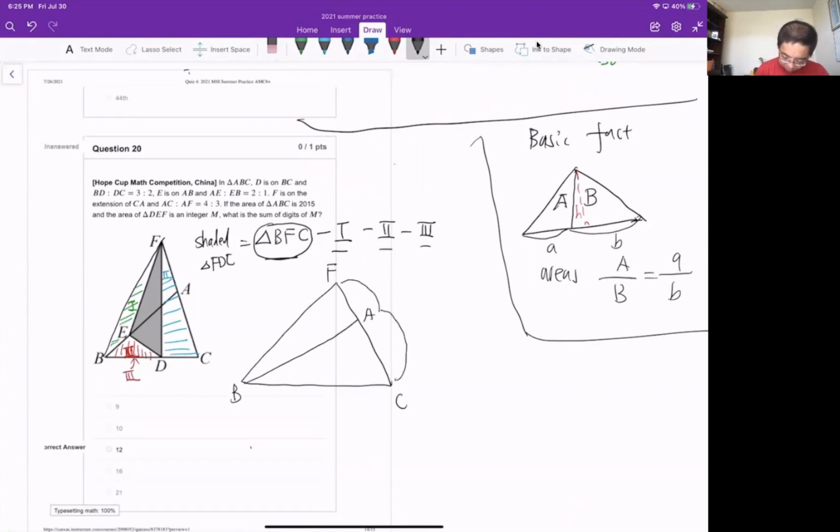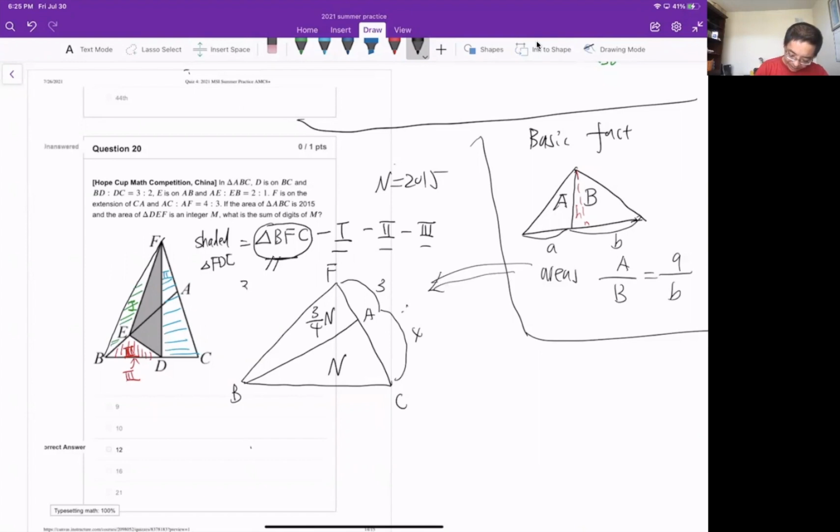So this AC to AF is 4 to 3. Now the area of this one we know it's N, right? N is, for convenience, I just put 2015 as N so that I don't have to write out the number each time. So if this is N, and clearly we get the BFA, this will be 3N over 4. Just use this fact. Okay, so then I get a total of this.